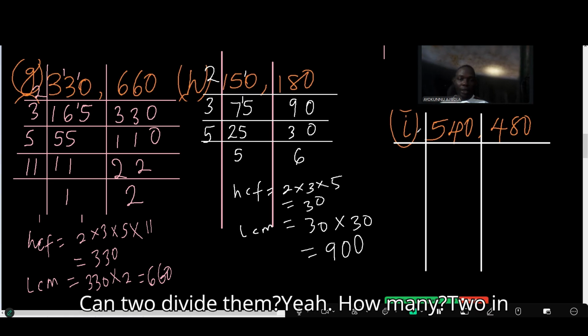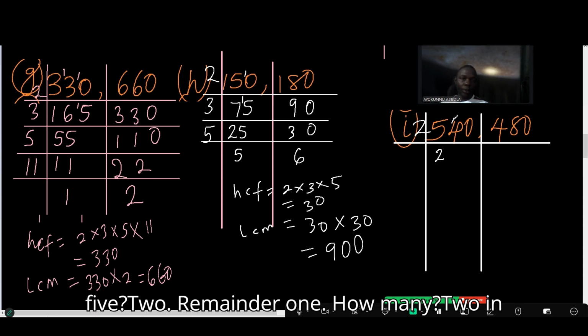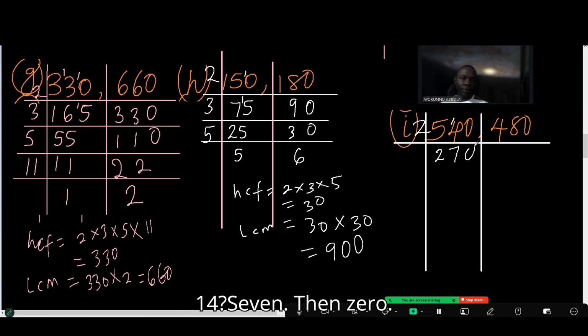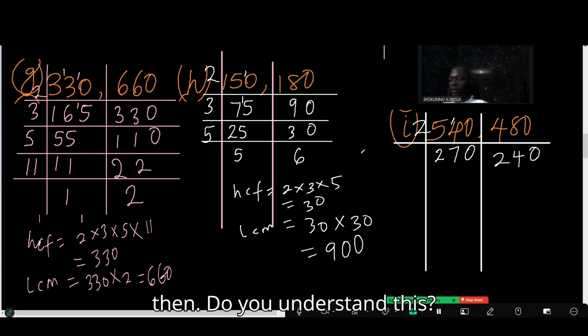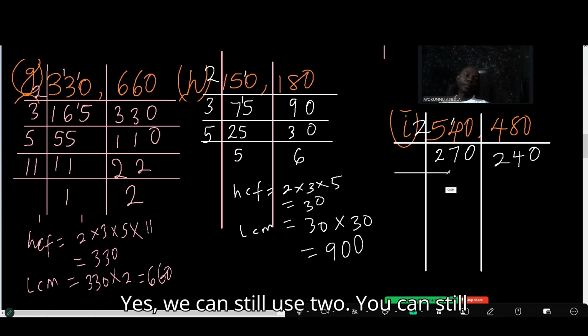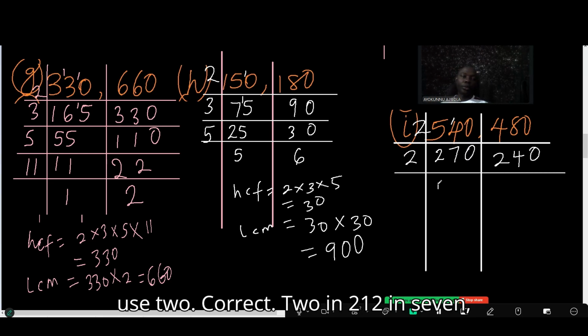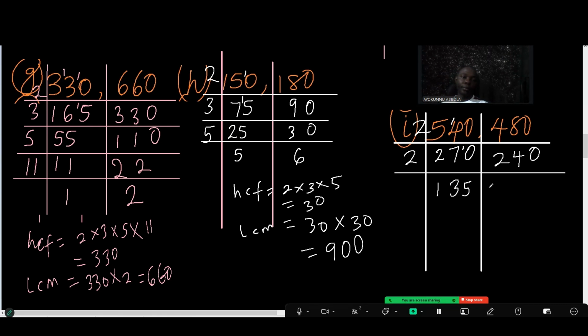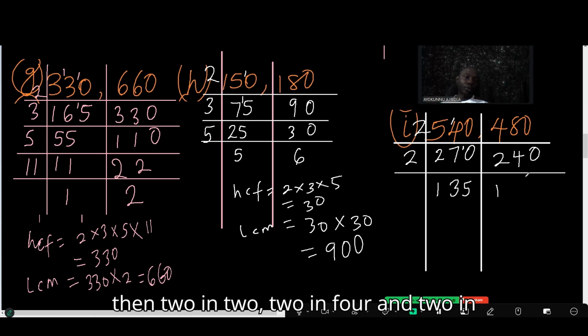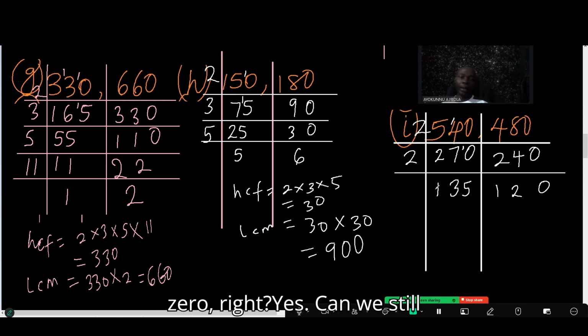So can 2 divide them? Yeah. How many 2 in 5? 2, remainder 1. How many 2 in 14? 7. Then 0. 2 in 4 and 2 in 8. Do you understand this? Yes, we can still use 2. 2 in 2, 1. 2 in 7, 3, remainder 1. 2 in 10. Then 2 in 2, 2 in 4, and 2 in 0, right?